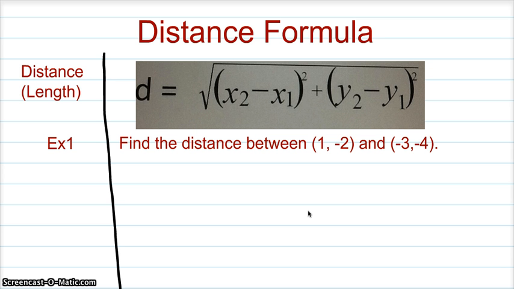The formula for distance formula is D equals the square root of (x2 minus x1) squared plus (y2 minus y1) squared. You don't have to have the formula memorized. You will have a formula chart anytime you need to use the distance formula.